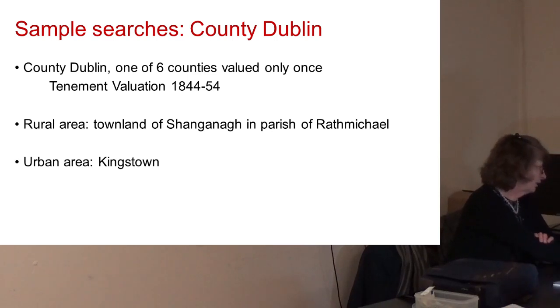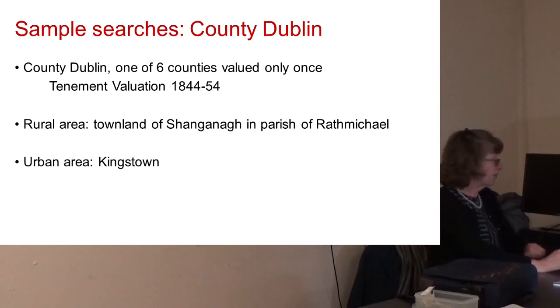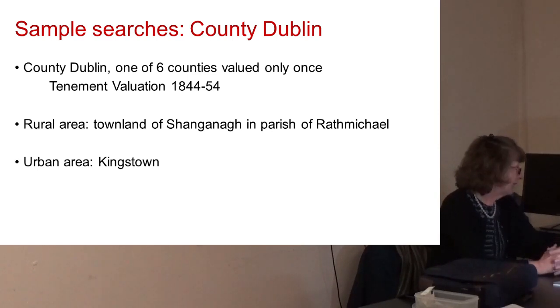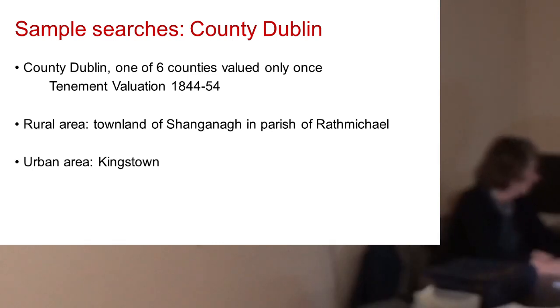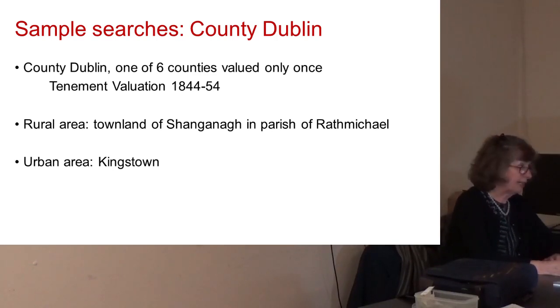So I did two sample searches here based on County Dublin, because we were meeting in County Dublin. Now, County Dublin was one of the places valued only in the tenement valuation. So you don't have the complications of the townland valuation in Dublin, but the documents only start in 1844. And I took a rural area, which was the townland of Shanganagh in the parish of Rathmichael, and for an urban area I took the town of Kingstown.